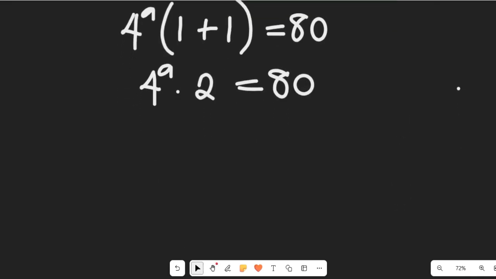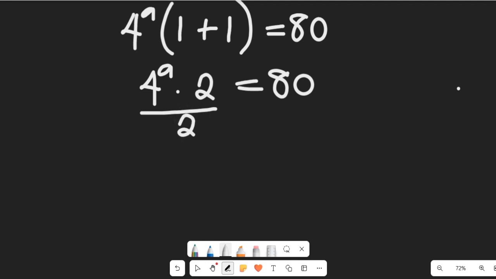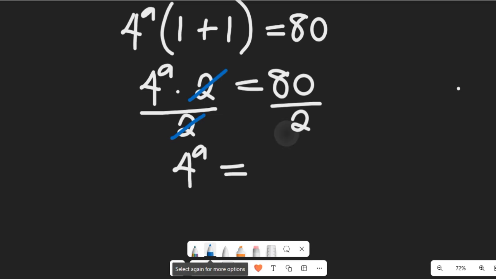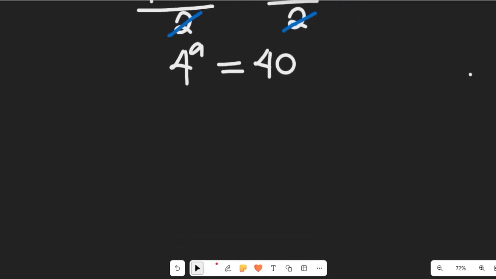Now that we have gotten 2, all we need to do is to divide both sides by 2 because we'll have one unusual term on the left hand side. So if we divide here by 2, 2 cancels out 2, and we'll be left with 4 to the power of a, and this will be equal to 80 divided by 2, and that will be 40. And over here we'll have 40.